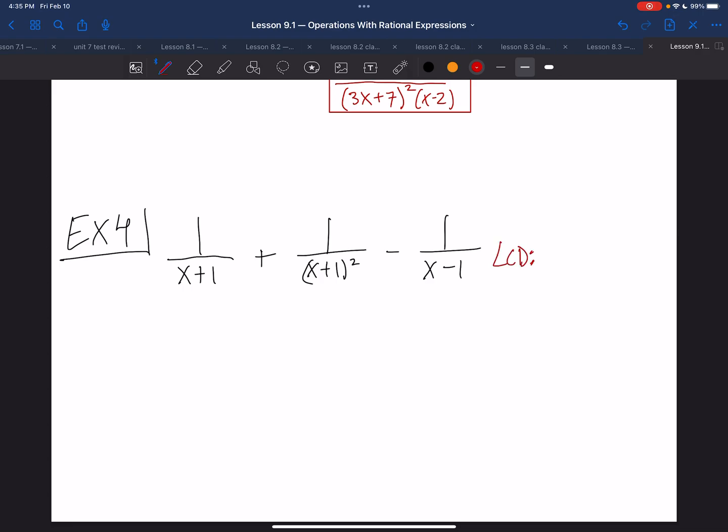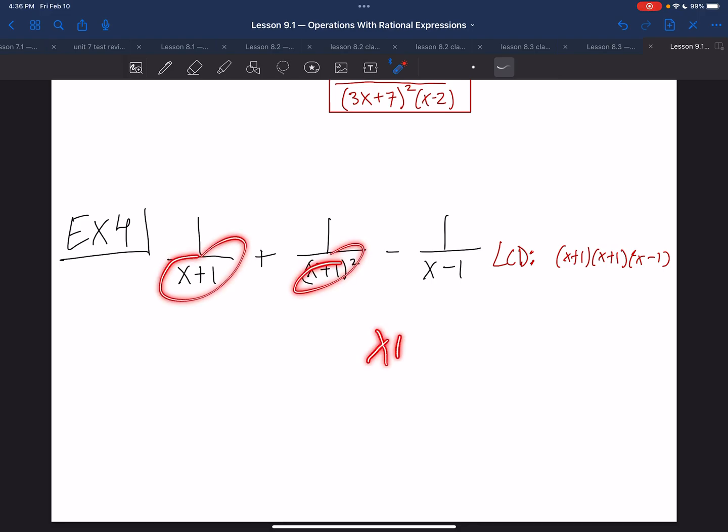I know that for this first denominator, I need an x+1, so I'll put that there. Now, this denominator is (x+1) squared, so that's x+1 and x+1. So I need 2 of these. So let's tack on another x+1, and then I need an x-1 on the last one. And that's going to be my least common denominator. Okay. Notice, I don't need 3 of these, right?